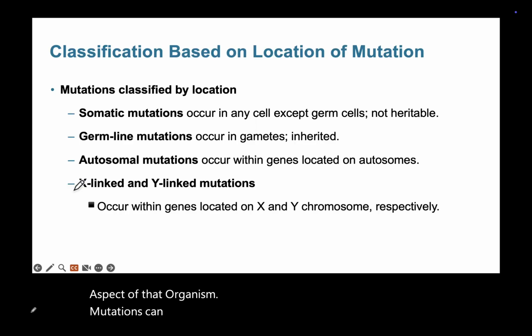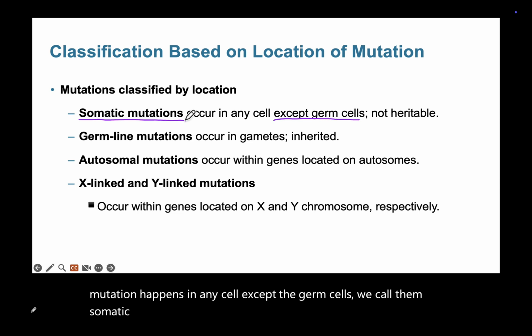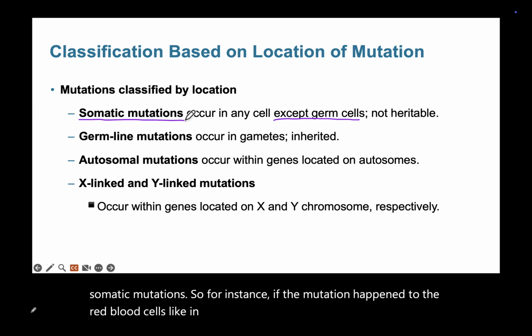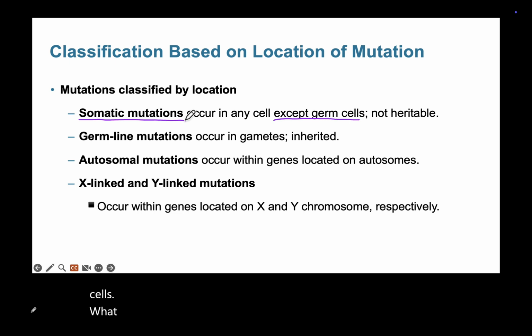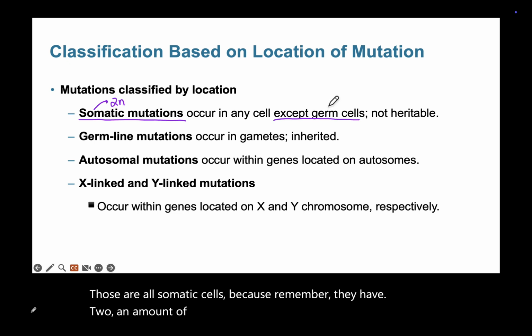Mutations can also be classified according to their location. If the mutation happens in any cell except the germ cells, we call them somatic mutations. So for instance, if the mutation happened to the red blood cells, like in the sickle cell anemia, or happened in the skin cells, or happened in the cells of your stomach, those are all somatic cells because remember, they have 2n amount of chromosomes. Germ cells, again, only have n amount of chromosomes.